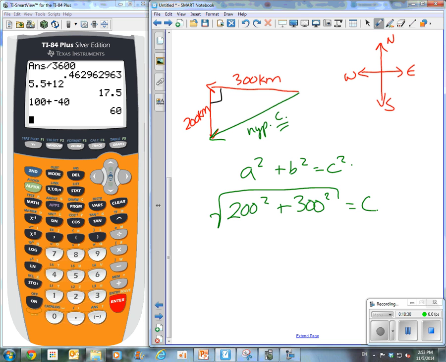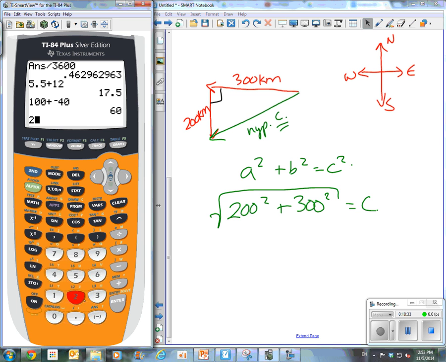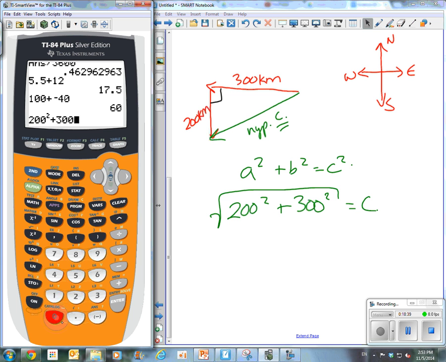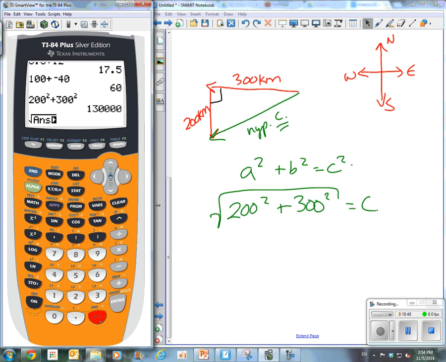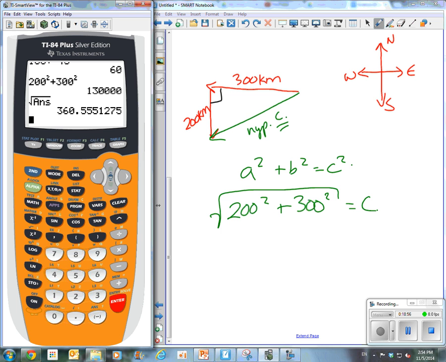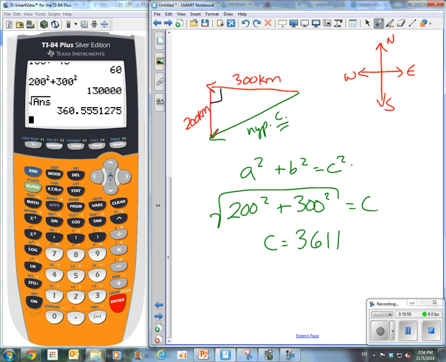Now, I'm old school. I like doing this in 2 steps. You could do it in 1, but I like doing it in 2. So 200 squared plus 300 squared is going to give me a value of 130,000. Now I'm going to take the square root of my second answer, and I get 360.5, so 361 kilometers. That makes sense, okay? It is more kilometers than either of my sides, which makes sense for a hypotenuse if we know a thing or two about math.